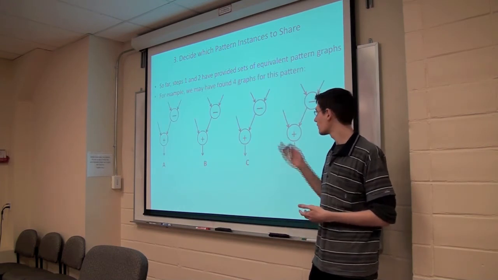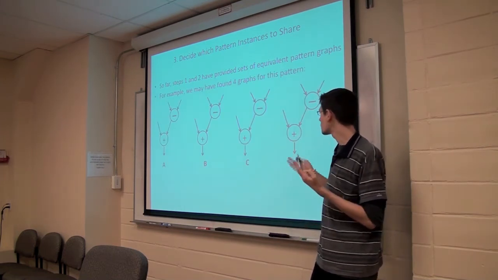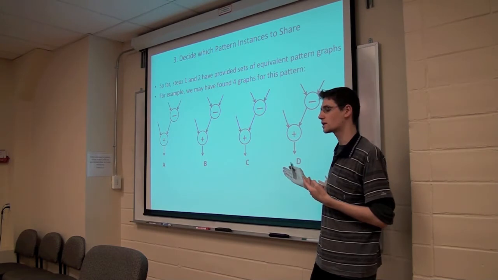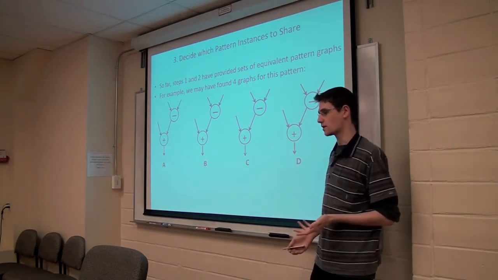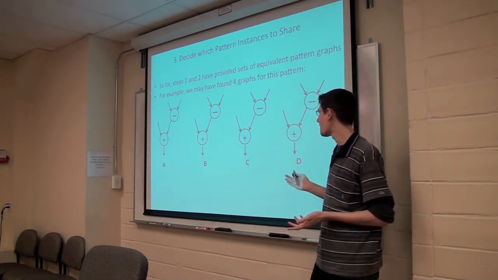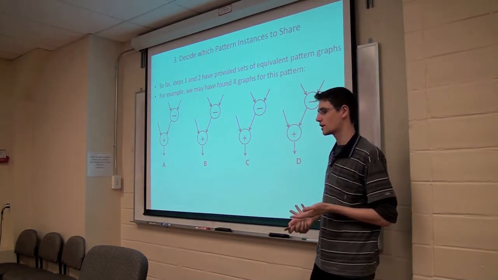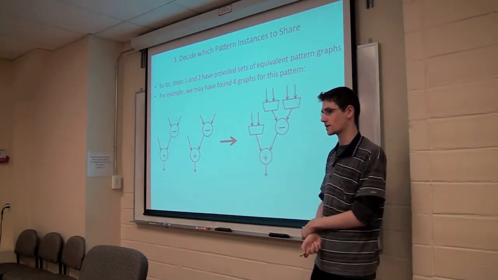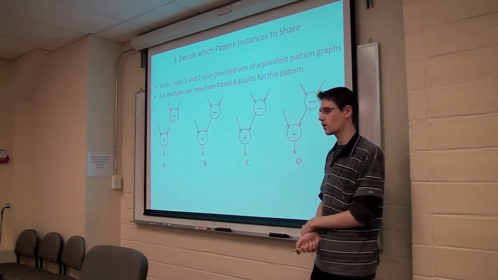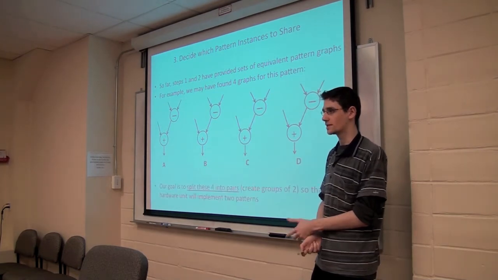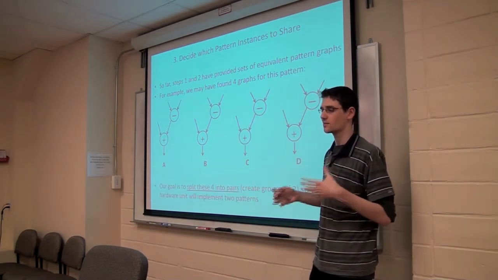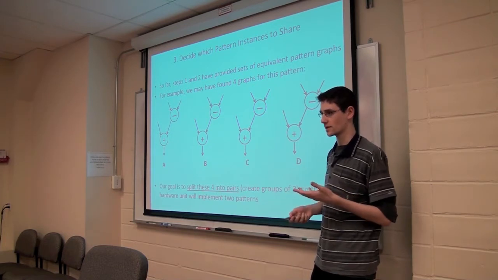So for example, if we're considering this pattern, which is a size 2 pattern, a subtraction feeding into an addition, we might have 4 instances of this in our C program. I've called them A through D. And so now what we're after is to take 2 of them at a time and implement them using the same hardware. So the problem we're trying to solve now is, given multiple instances of the same pattern, to select a pairing of these and implement them using the same hardware.